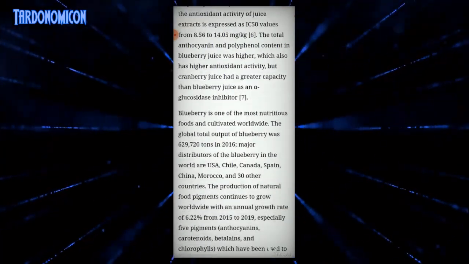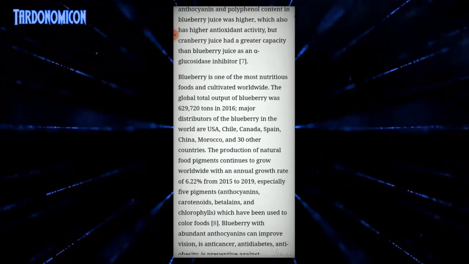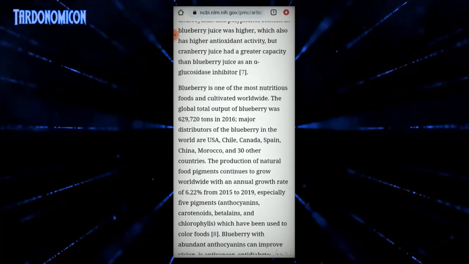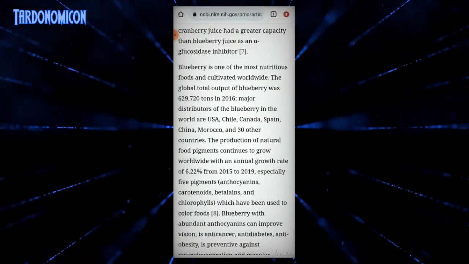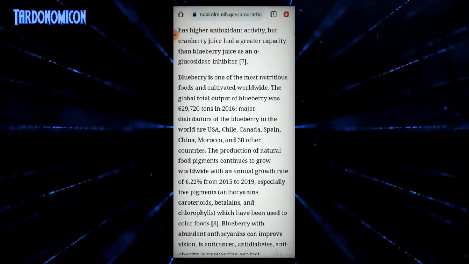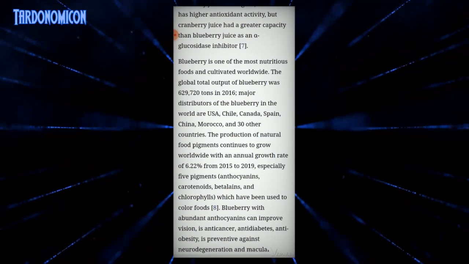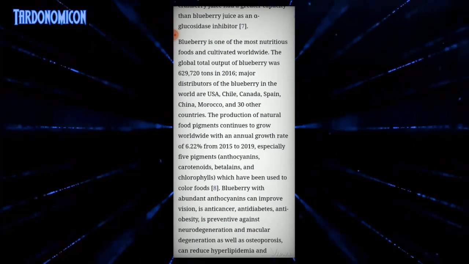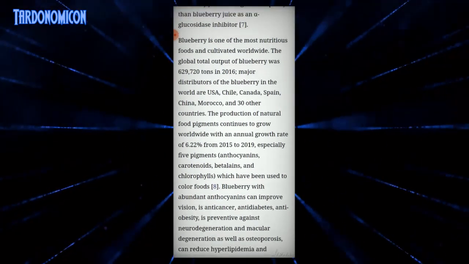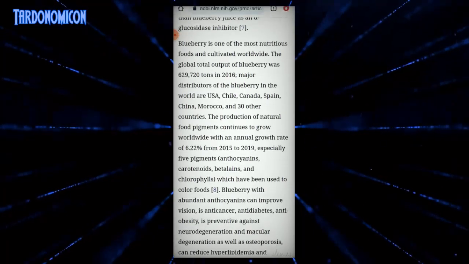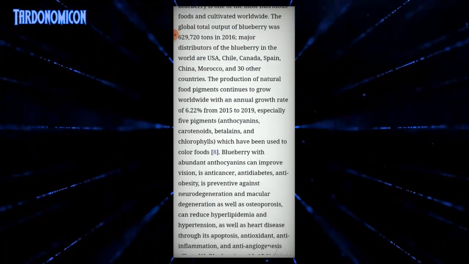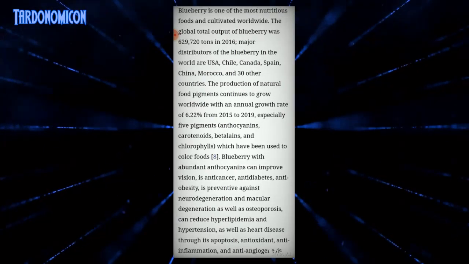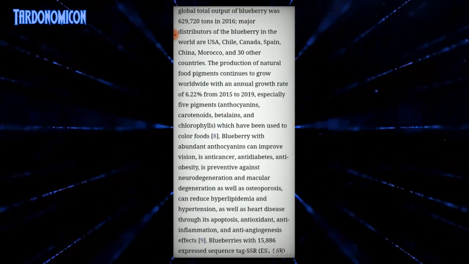Okay, so blueberry is one of the most nutritious foods and is cultivated worldwide. The global total output of blueberry was 629,720 tons in 2016. Major distributors of blueberry in the world are the USA, Chile, Canada, Spain, China, Morocco, and 30 other countries. The production of natural food pigments continues to grow worldwide with an annual growth rate.